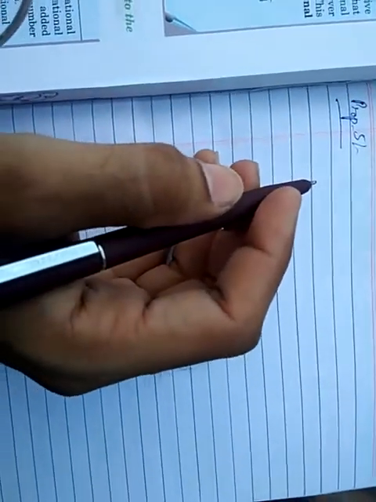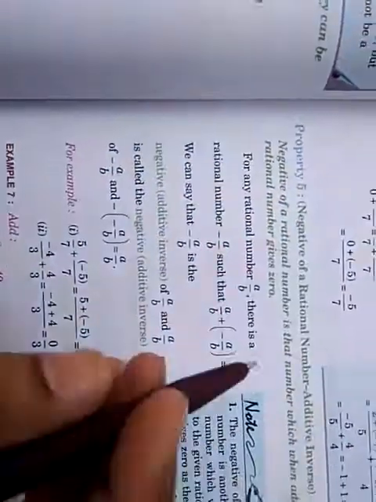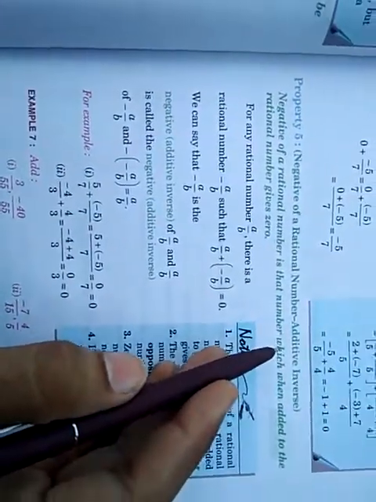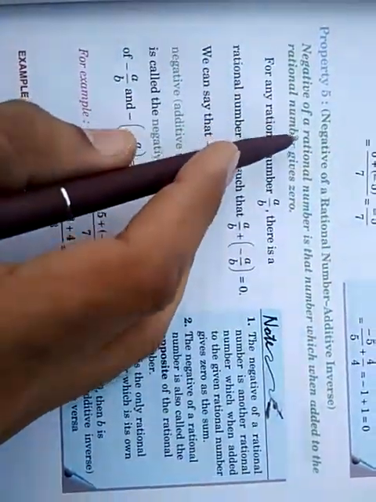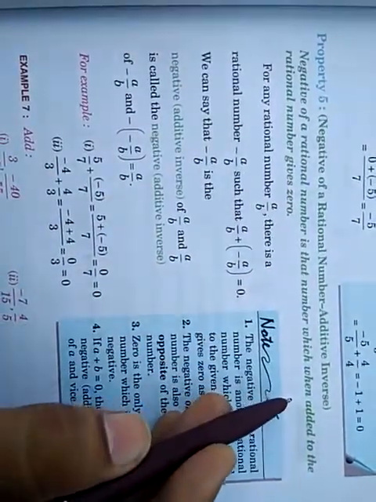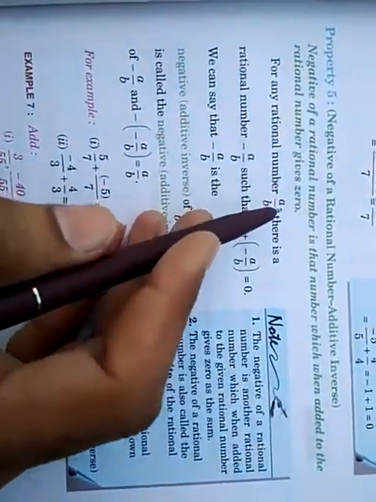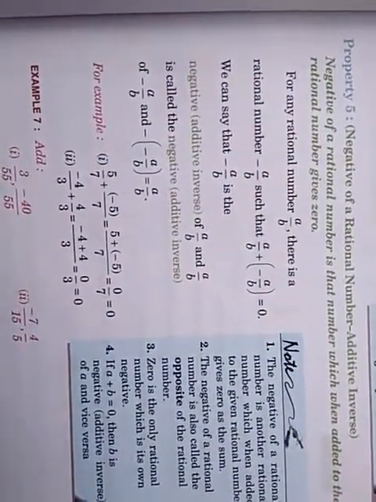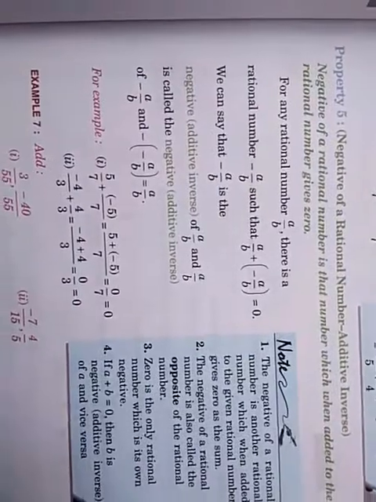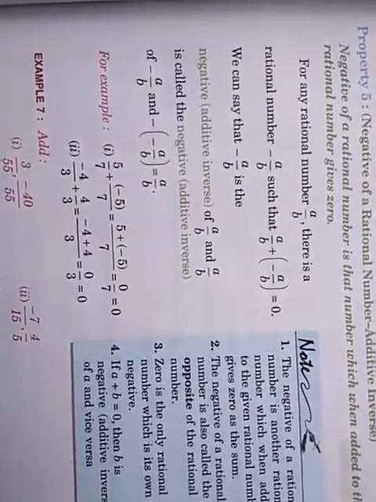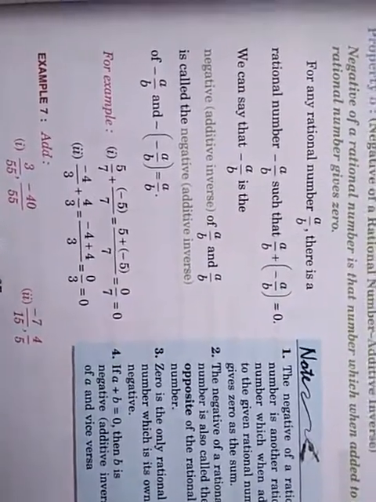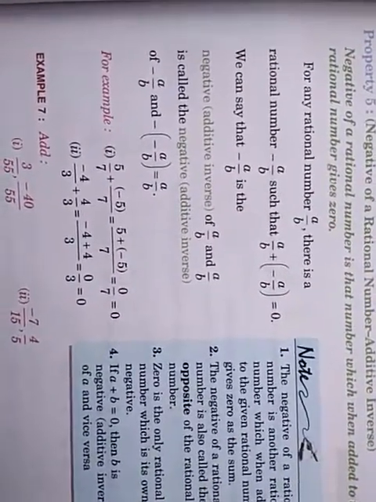Property number 5. Negative of a rational number, additive inverse. Negative of a rational number is that number which when added to the rational number gives 0. That means the negative of a rational number is the number which, when added to a rational number, gives the result 0. If we add the negative of a rational number to the rational number, we get 0.